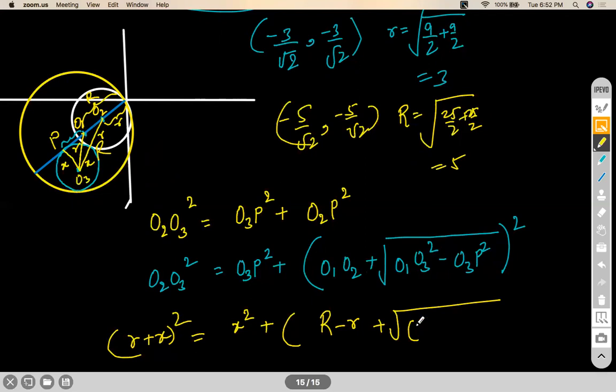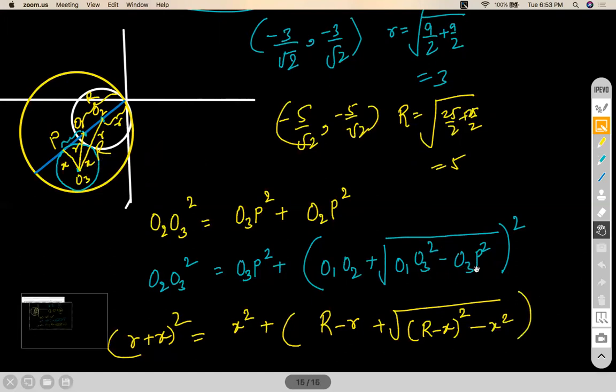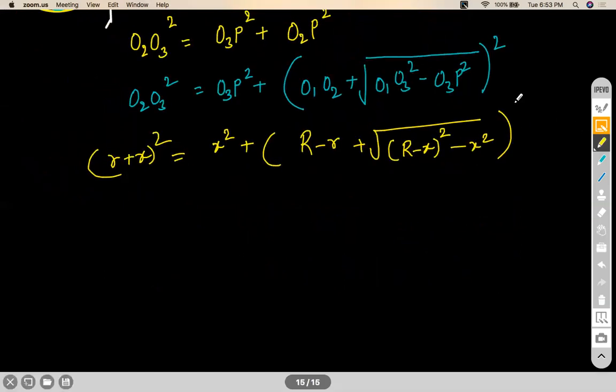O1, O3 is capital R minus x. So the whole thing is capital R, subtract this part x from it. Minus, O3P square is x square. Let's try to simplify this further.